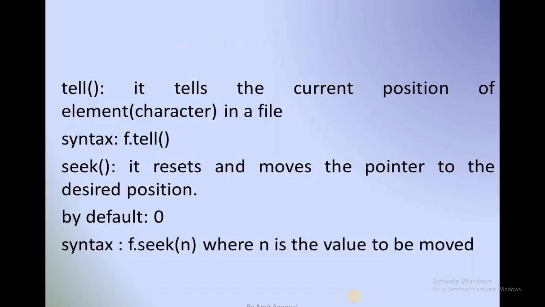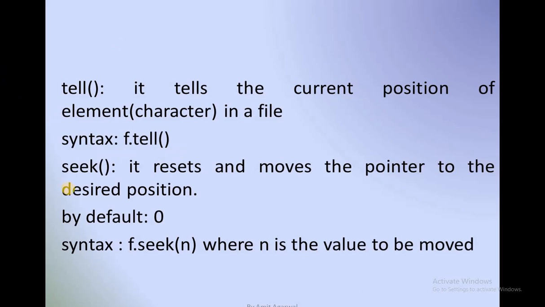So first is the tell method. What does tell method do? It tells the current position of the element or character in a file. For example, let's say we have written my name is Amit Agarwal. So our cursor should point at L. So this is told to us by Python with the help of tell function, and the syntax for tell function is f.tell. We are going to implement that also with the help of code, so don't worry guys.